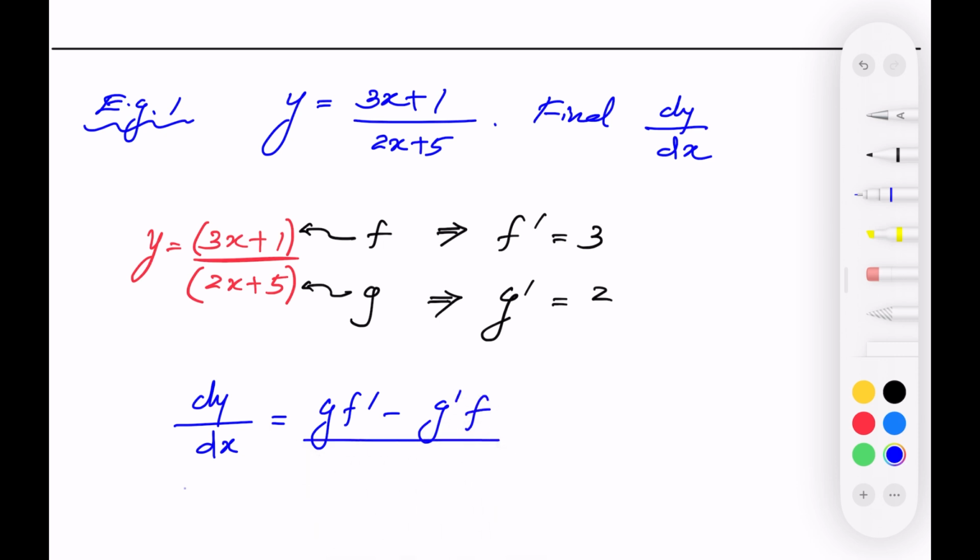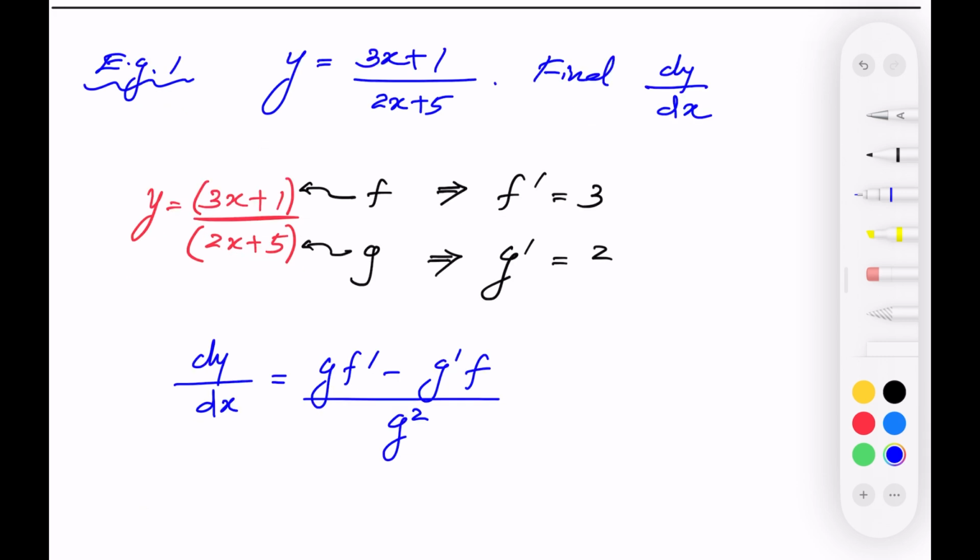All of that's divided by g squared. We simply have to substitute these values. On the numerator, we will have g times f prime. G is equal to 2x plus 5. F prime is equal to 3.